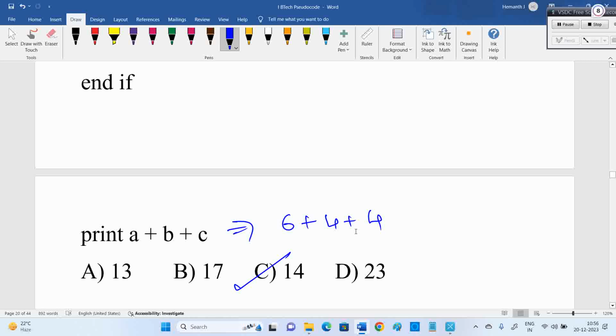So hope you are clear with the seventh one. Right. So let's see about the eighth question.